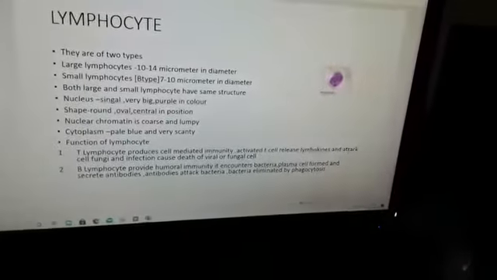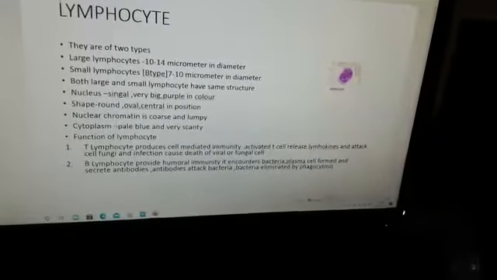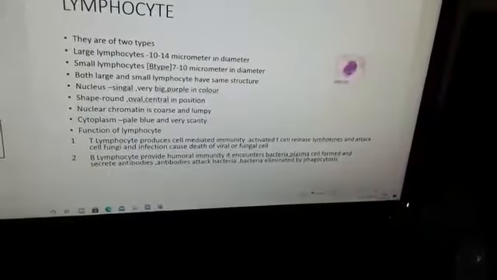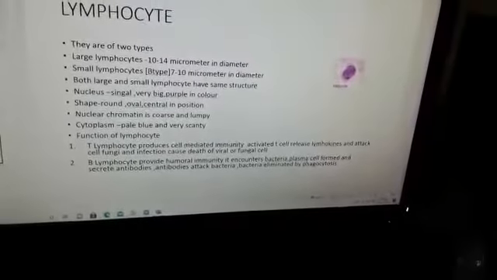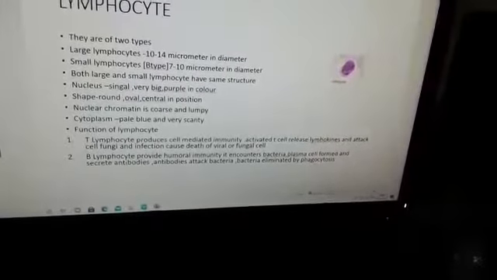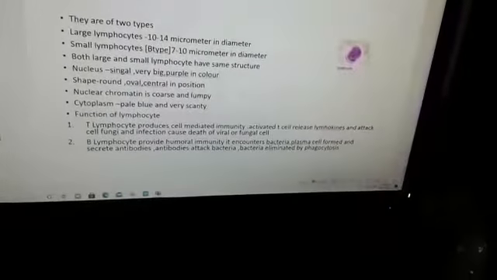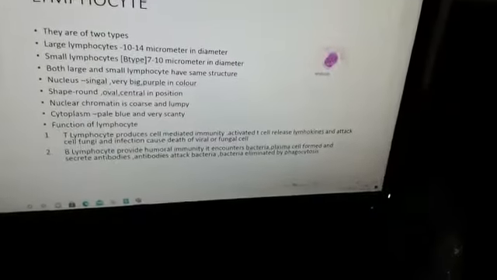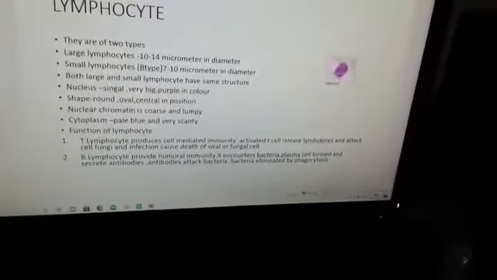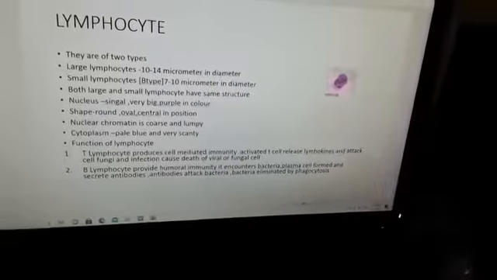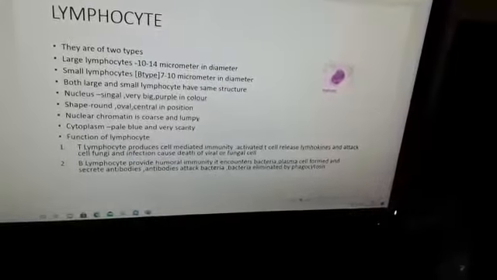Here we can see the diagram of the lymphocyte. Large lymphocyte is 10 to 14 micrometer in diameter. Small lymphocyte is 7 to 10 micrometer in diameter. Both large and small lymphocytes have the same structure. Nucleus is single, very big, purple in color. Shape round or oval, central in position. Nuclear chromatin is coarse and lumpy. Cytoplasm pale blue and very scanty.